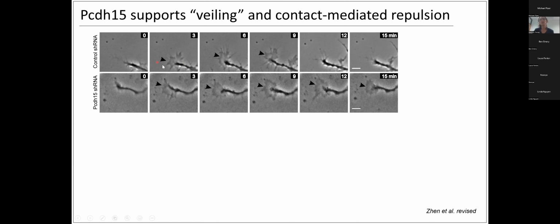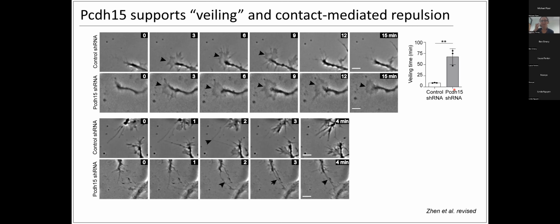And we measured the amount of time that the veil was extended for, like a full loop of extension and retraction, in control and knockdown cultures. And we found that this occurred really quickly in the control cultures, but was really very slow in the protocadherin 15 knockdown cultures.